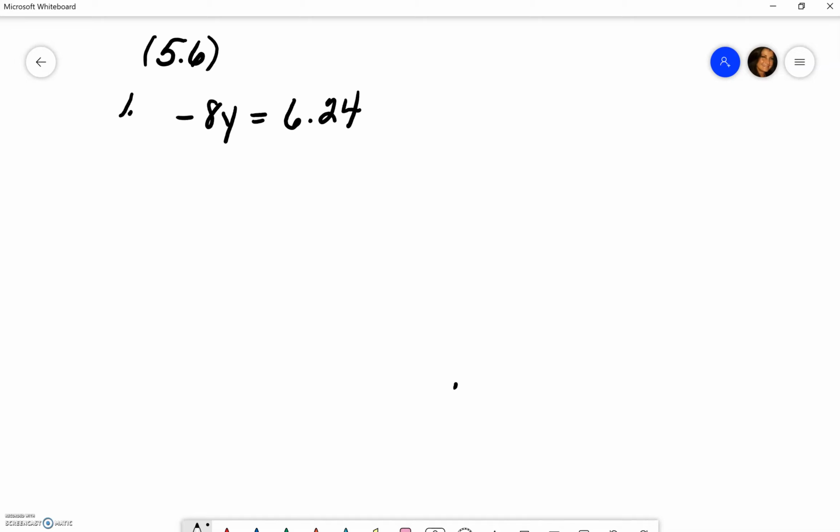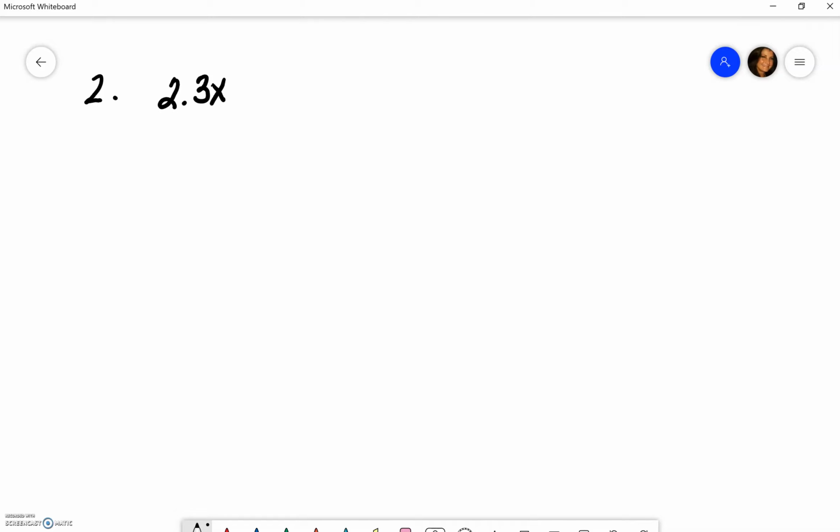The first thing we have to do is to get this y alone. So if we divide out by a negative 8, which will give us a positive 1, and what we do to one side, we must do to the other, then that will enable us to get the y alone on the left side. And then we're going to divide out, just enter it directly into the calculator, 6.24 divided by 8. But remember, the signs are opposite, so you'll end up with a negative answer, and you should end up with negative 0.78.